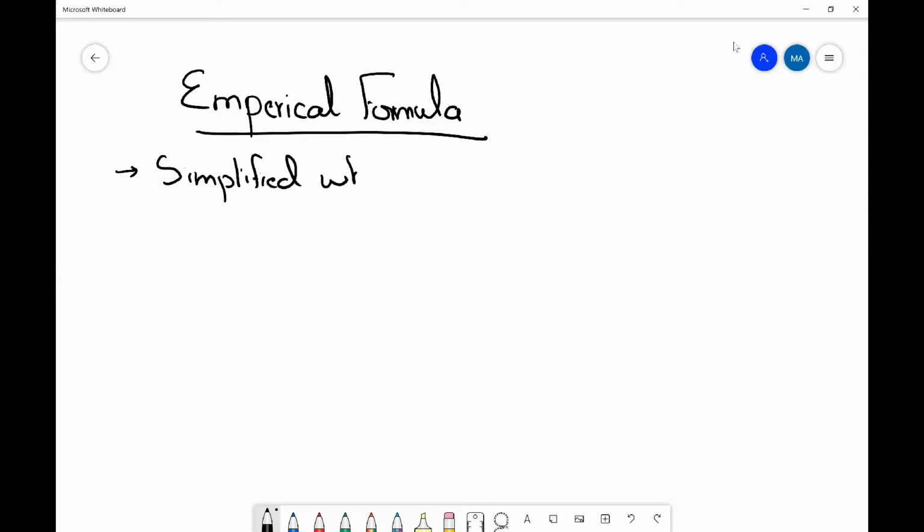Simplified whole number ratio of elements. Molecular formula is the total number of elements.